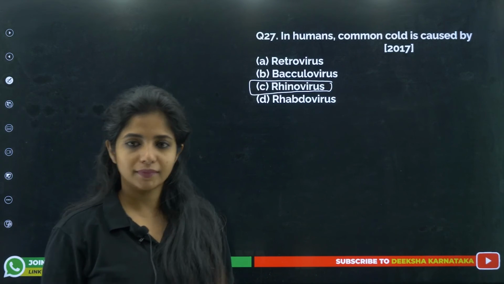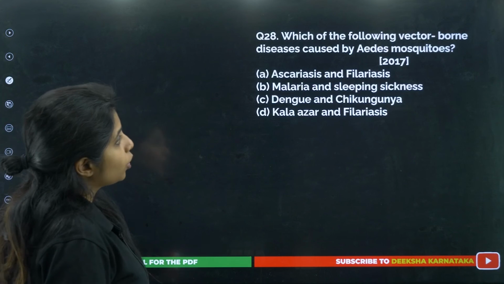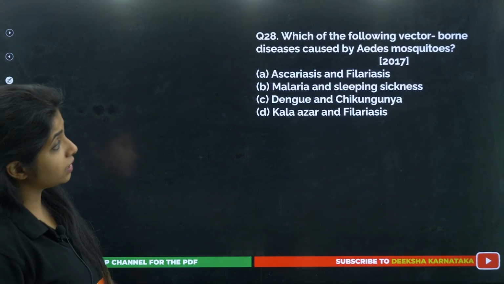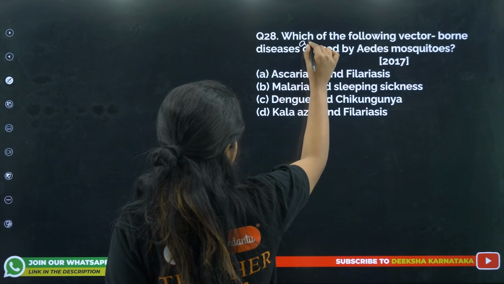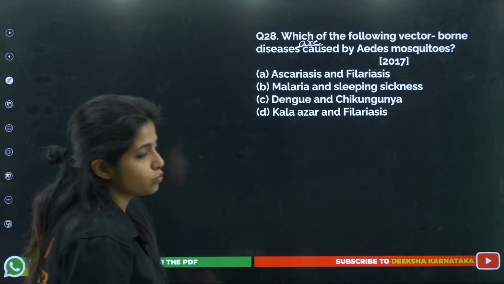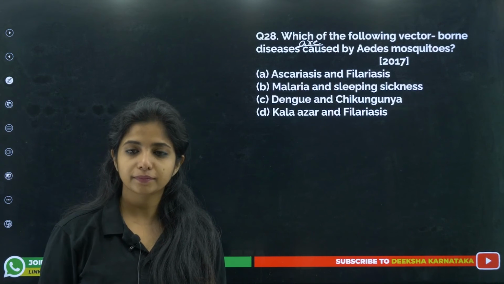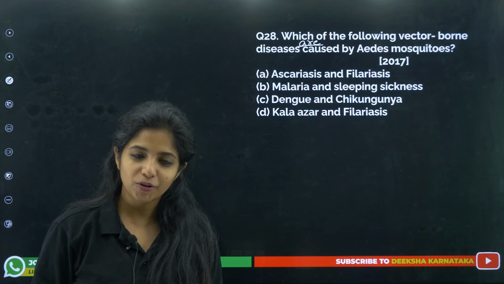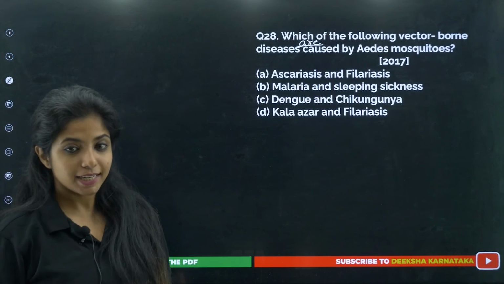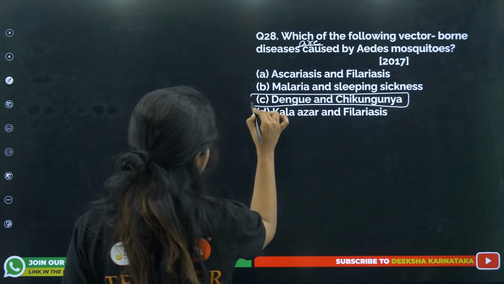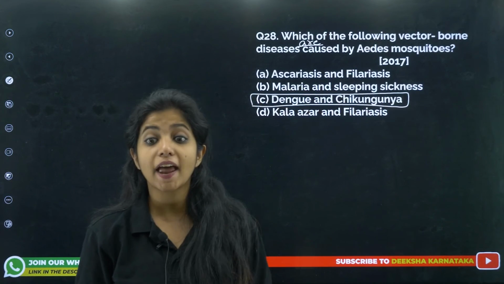Cool. Okay. Next question. Which of the following vector-borne diseases are caused by Aedes mosquito? So Aedes mosquito is responsible for causing 2 diseases. Can you try it out? It is dengue and chikungunya. Malaria is caused by Anopheles mosquito.